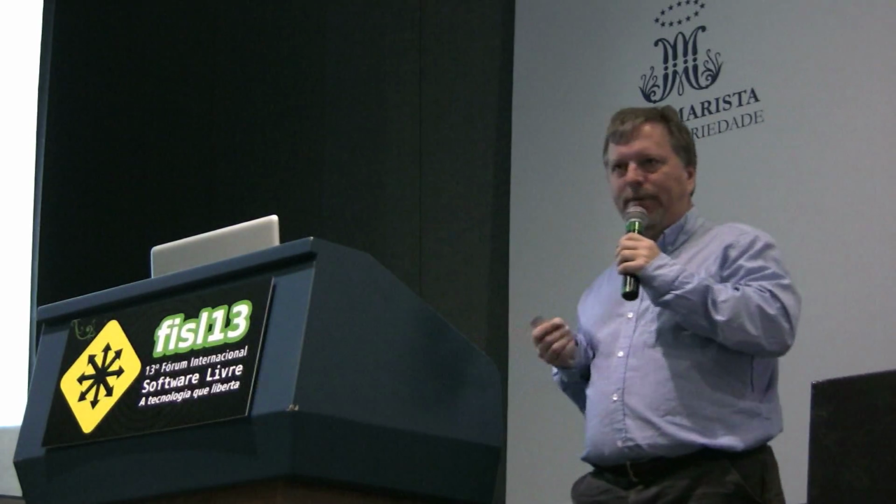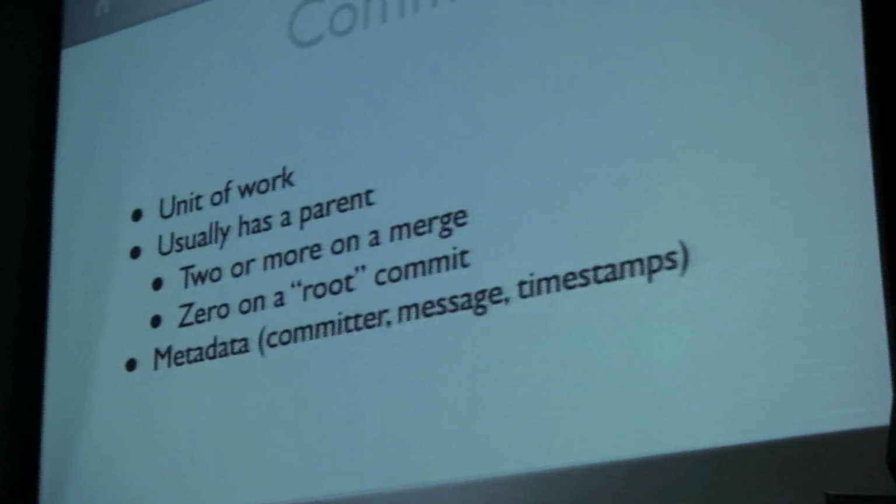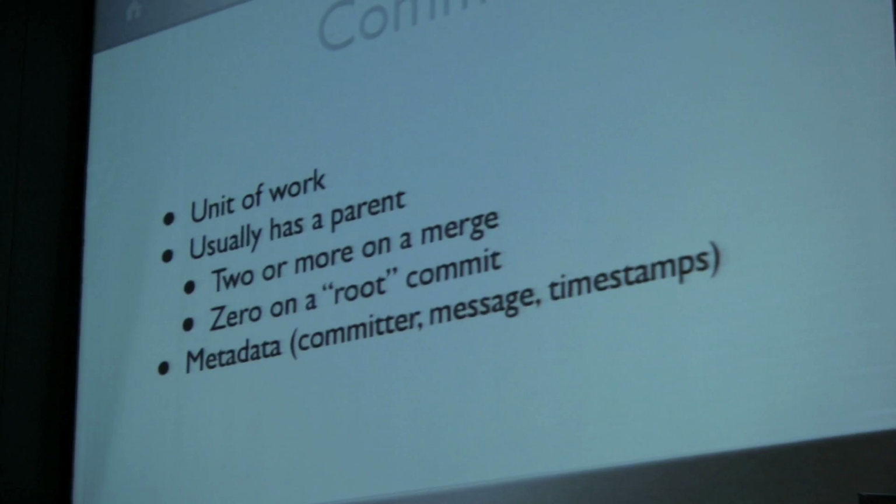A commit also contains some metadata. For example, who made the commit? A little message that says why the commit was made. This is what you tell Git when you're making the commit. I'm committing because I'm fixing this bug, or I'm updating this feature, or I made a typo in a file or something. It also has timestamps, so it knows precisely when that commit was made.